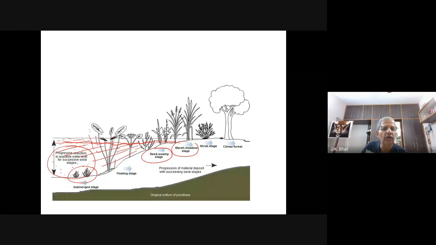So no more submerged plants can appear there. Now they are getting replaced by these marsh meadow substage plants, and finally there will not be any water at all, and it will result in the climax forest stage. So this is what is said about the hydric succession, right?